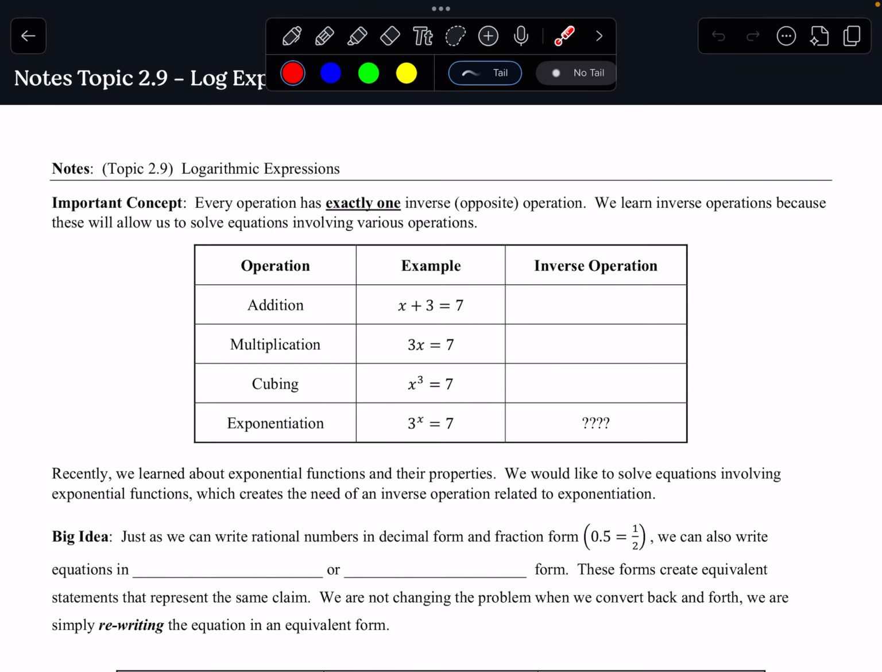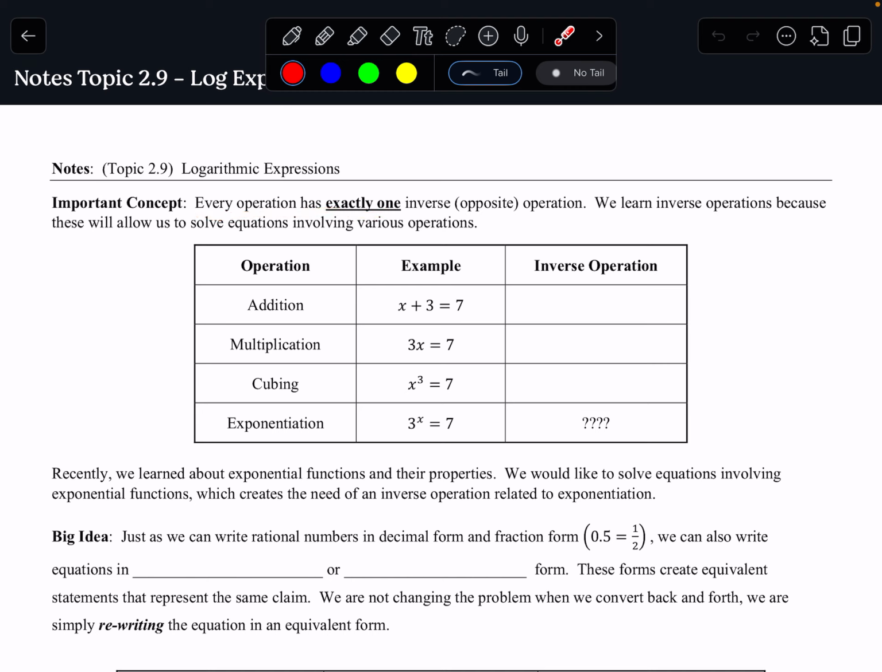Alright, so this is Mr. Walker again, and we're moving into topic 2.9, logarithmic expressions. And to start out, every operation has one inverse operation.